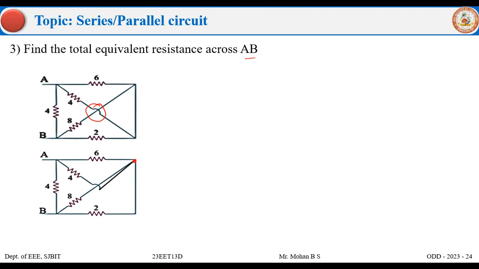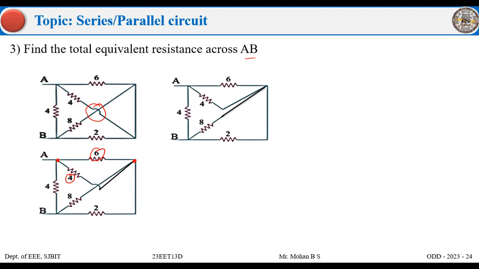And the 4 and 6 are also common at this node. I repeat, I'm talking about this 4 and this 6. So these two share common boundaries or common nodes, thus we can say they are parallel, right? So I hope this image gives a clear indication that this 4 and this 6 are in parallel. Similarly, this 8 ohms, this line also I can move in this way. I hope now it is clear and evident that 8 and 2 are also parallel between point B and this node.